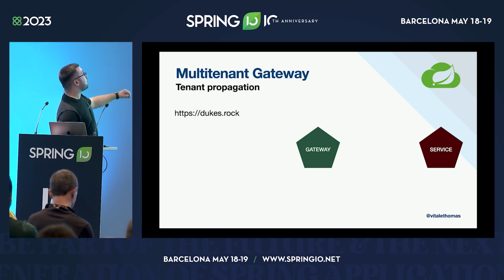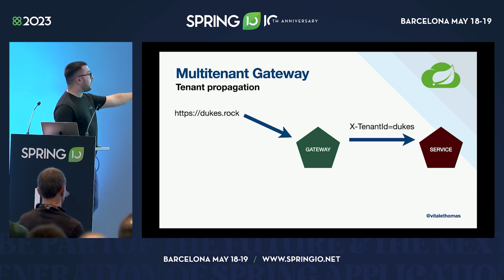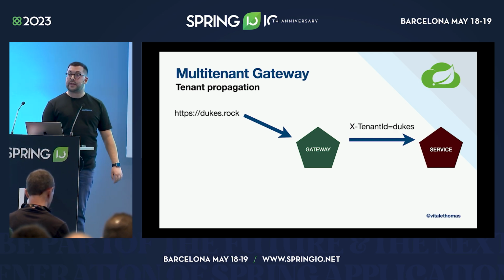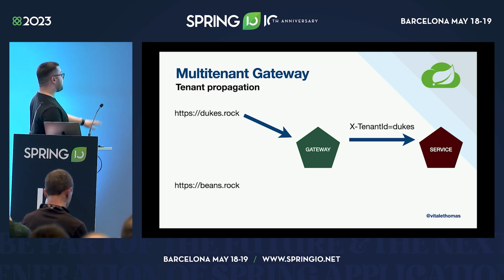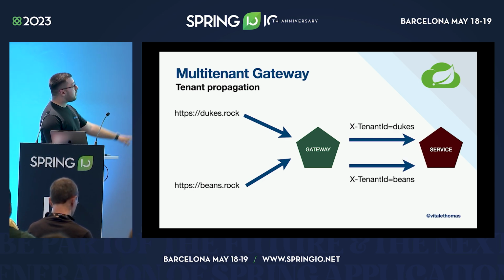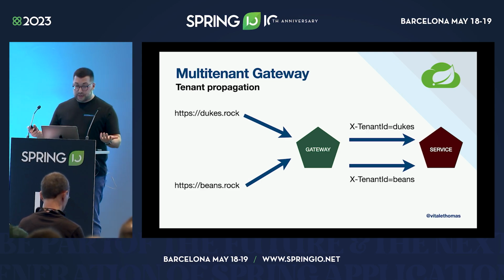So my customers will access the application from dukes.rock, and then the gateway will extract the Dukes part of the DNS name and set it as a custom header for the request. And then if some other customer calls the application from beans.rock, then X-Tenant-ID equals beans. We can do it with Spring Cloud Gateway.